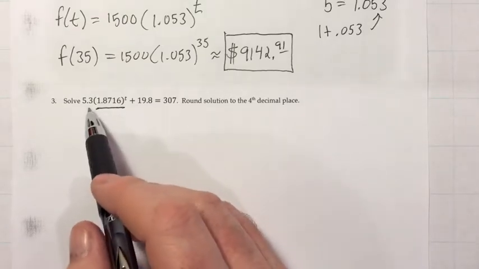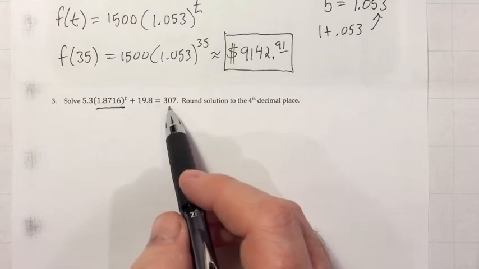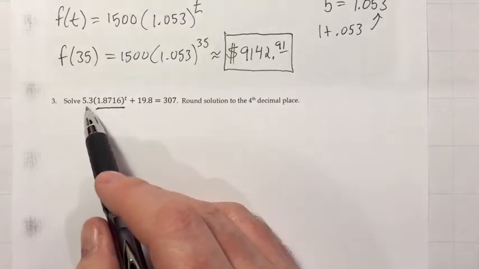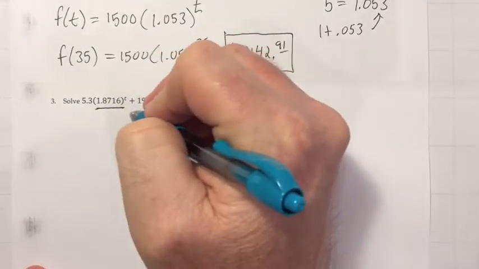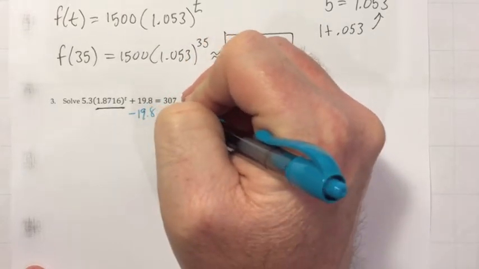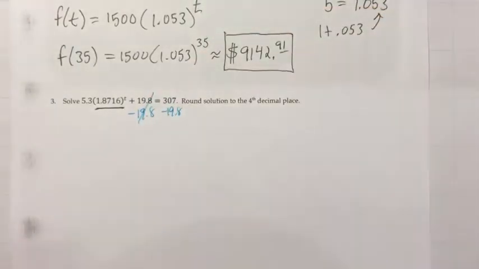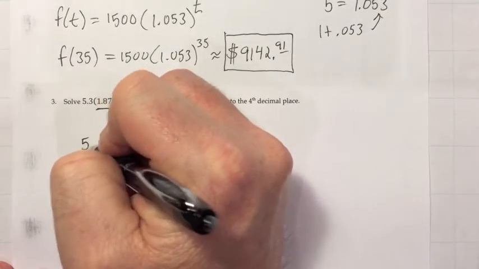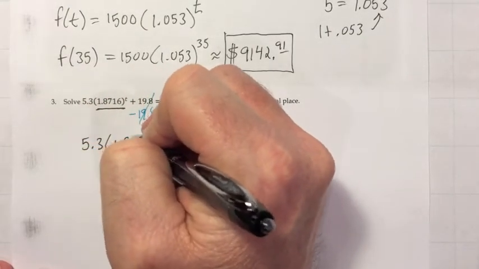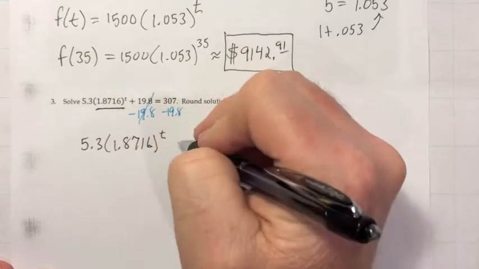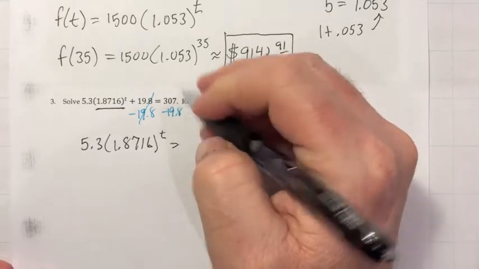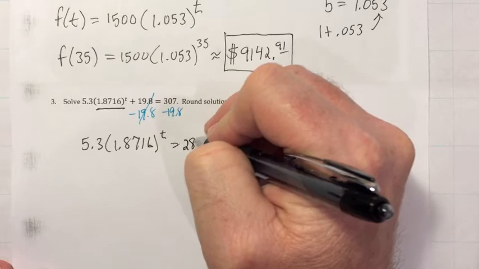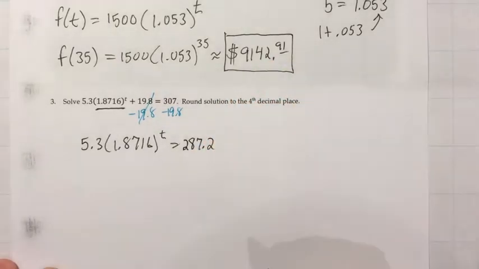And if you think about an equation like 5x plus 19 equals 300, you would subtract this first and divide by that second. So we're going to follow that same order when we're working with this exponential. We're trying to get that base by itself, so first we'll subtract 19.8 from both sides. So those cancel. So at that point we are at 5.3 times 1.8716 to the t equals, doing the subtraction on the other side, we get 287.2. So I have that answer available so I can peek at it. Feel free to use your calculator to do that piece.